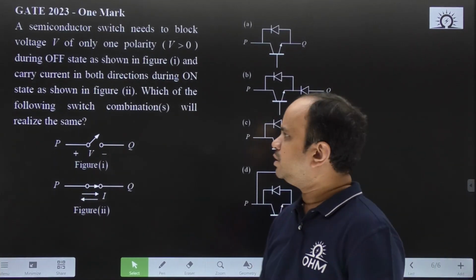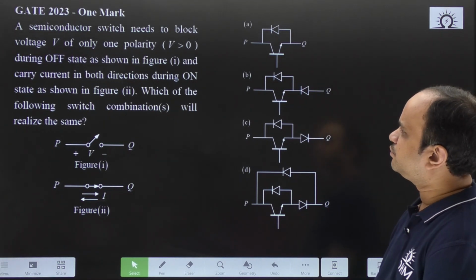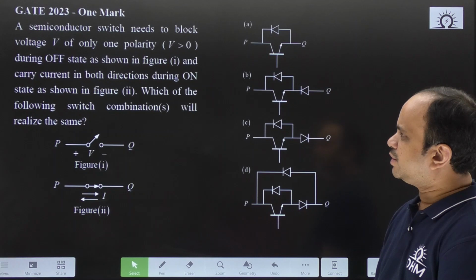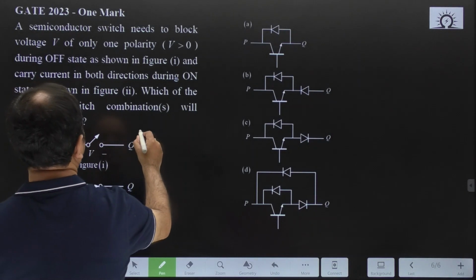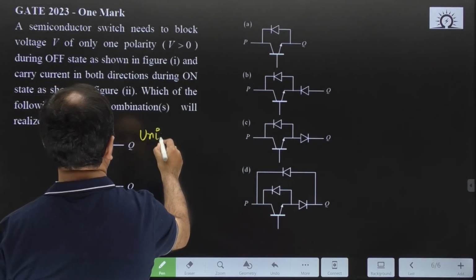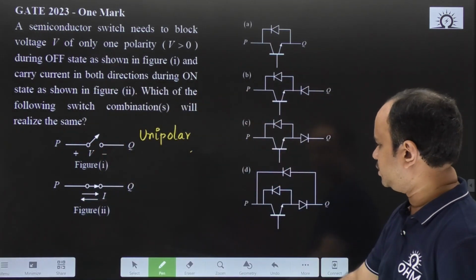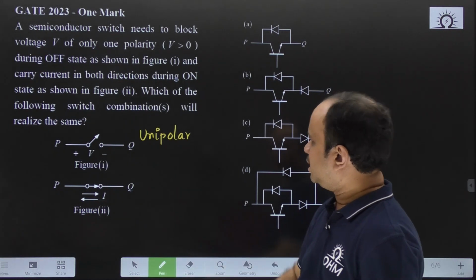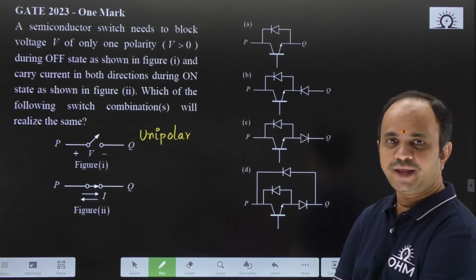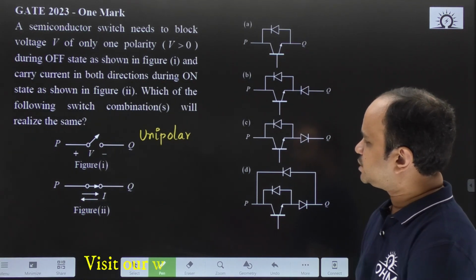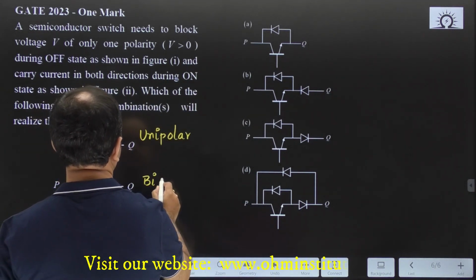Now, let us look into a very recent question. A semiconductor switch needs to block voltage V of only one polarity during off state. So, what do you mean by that statement? We need to select a switch that is having unipolar voltage blocking property, okay, and it needs to carry the current in both the directions during on state as shown in figure 2. That means bidirectional switch is required.